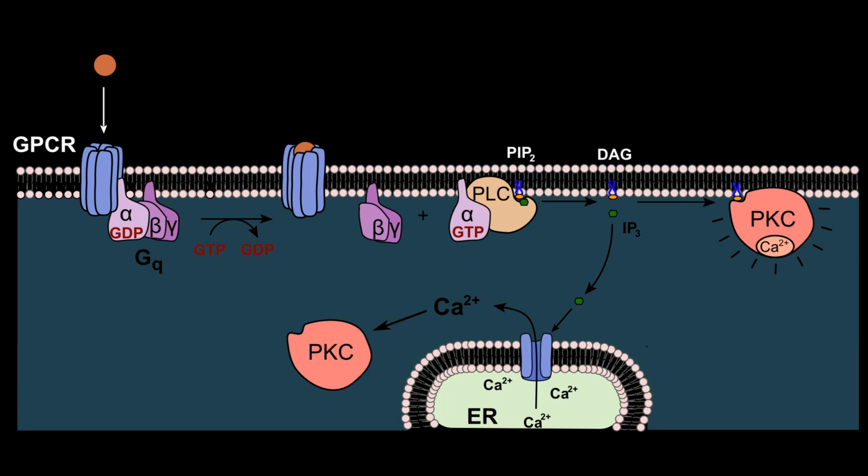But the DAG, the diacylglycerol, can then activate a protein kinase C. However, the protein kinase C needs one other thing to fully become active. It needs calcium. And so the IP3 goes to the endoplasmic reticulum, and the IP3 will bind to a calcium channel. The calcium channel in the endoplasmic reticulum opens up and releases calcium. It turns out the smooth endoplasmic reticulum has a lot of calcium in it.